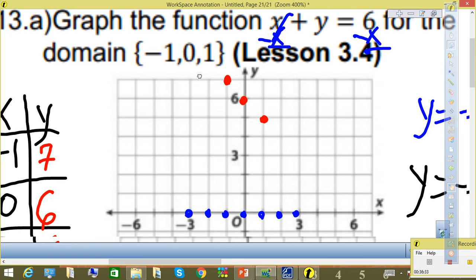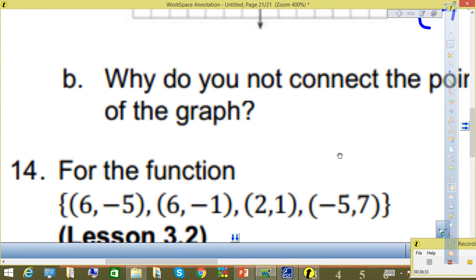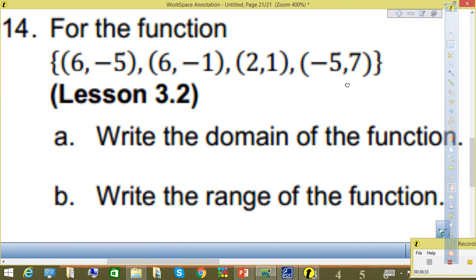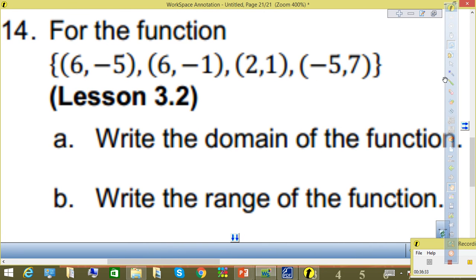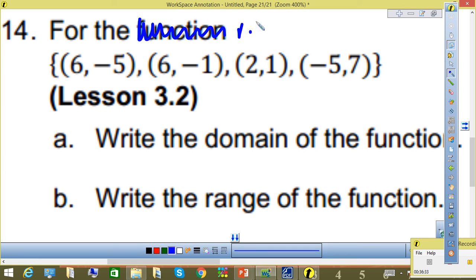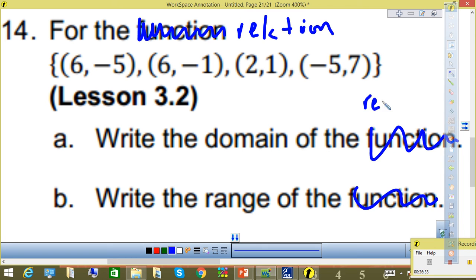Yes? All right, let's go to number 14. It says, for the function, and by the way, this one is written incorrectly. This should say for the relation. Same thing for these. Relation. I'll change it. For the relation 6, -5, 6, -1, 2, 1, -5, 7.